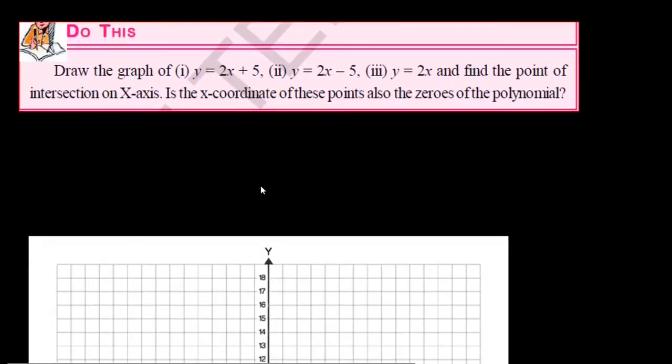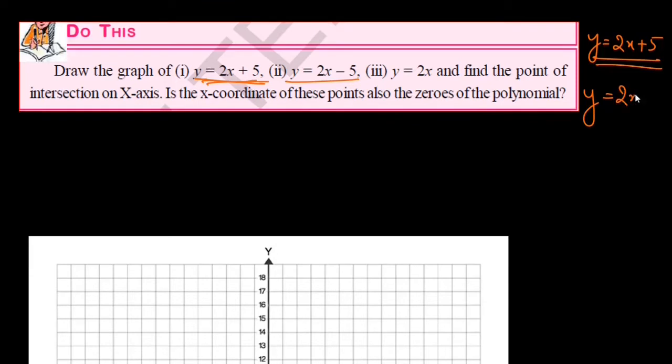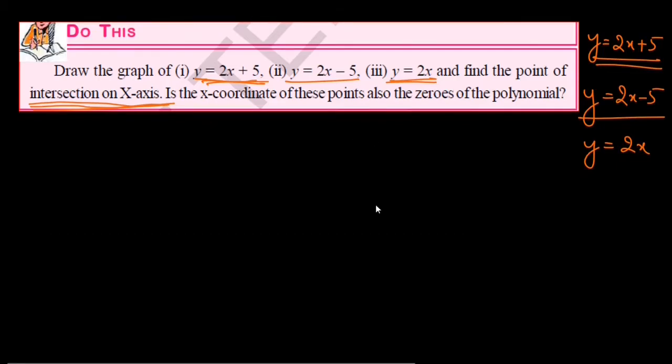Let us see some graphs here. Draw the graph of y is equal to 2x plus 5 and y is equal to 2x minus 5. Third one, y is equal to 2x. And find the point of intersection on the x-axis. So let us draw these lines and find the point of intersection on the x-axis. First let us take y is equal to 2x plus 5.